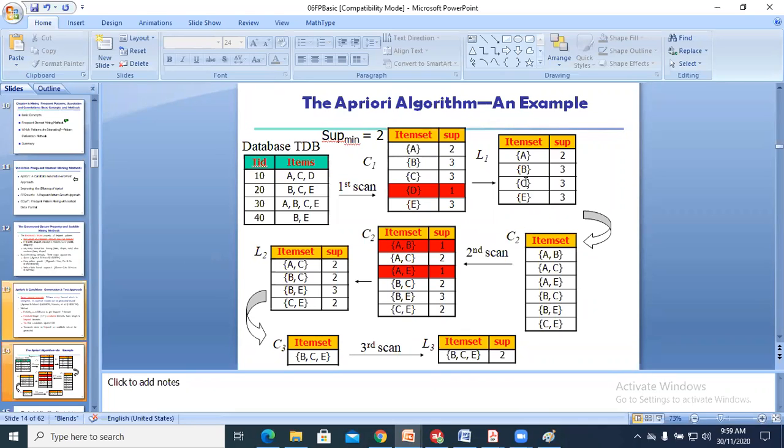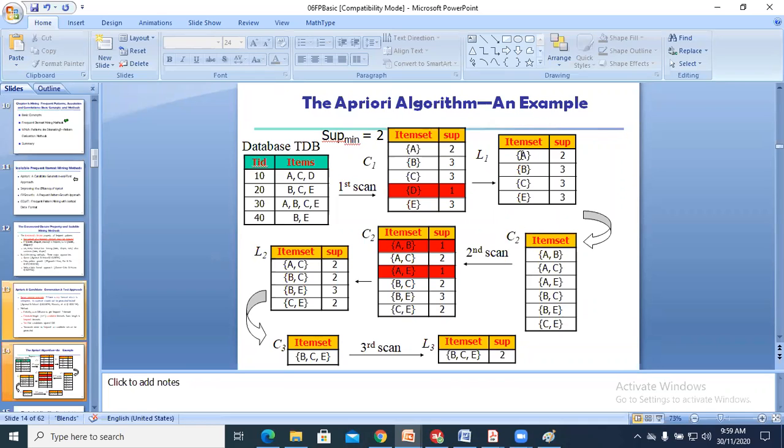Similarly, for C, we will not have CB and CA because AC and BC are already in the set. So we have only CE in the list.